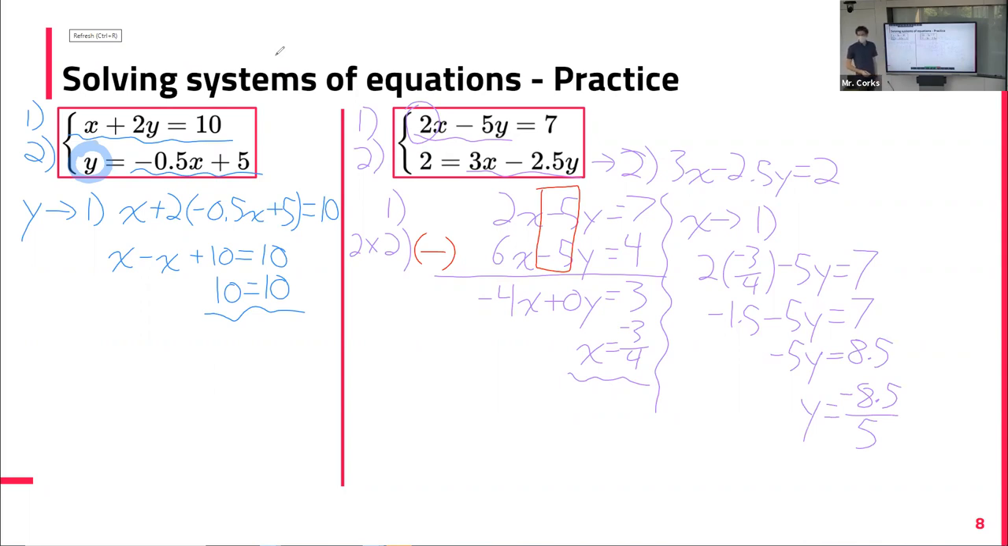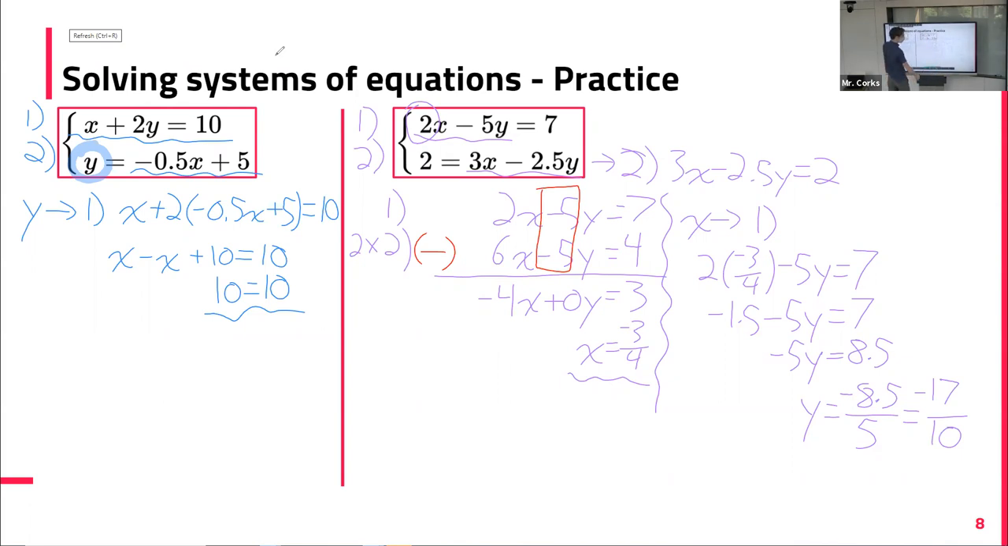How could we fix that a little bit? If we make it negative 85 over 10. Okay, so 10 on the bottom, and what would we have on the top? 85. I get 17. 17, we're multiplying by 2 here.